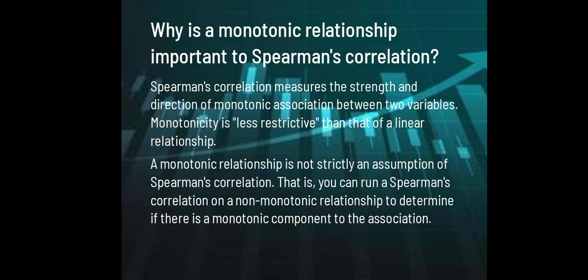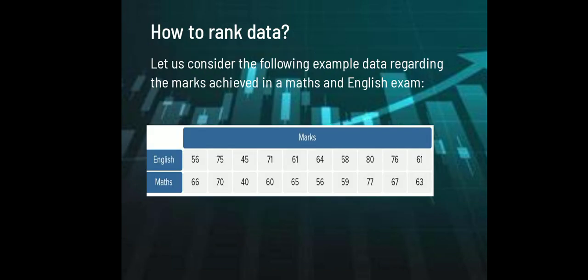Right. So why is a monotonic relationship important to Spearman's correlation? Spearman's correlation measures the strength and direction of monotonic association between two variables. Monotonicity is less restrictive than that of a linear relationship. A monotonic relationship is not strictly an assumption of Spearman's correlation. That is, you can run a Spearman's correlation on a non-monotonic relationship to determine if there is a monotonic component to the association. So how to rank data?